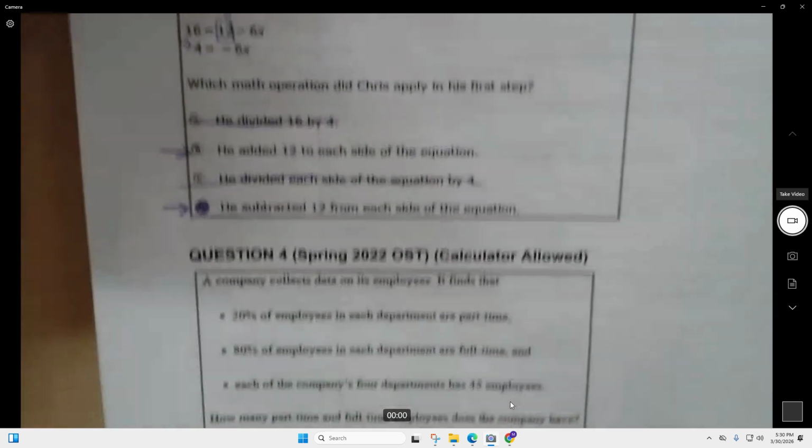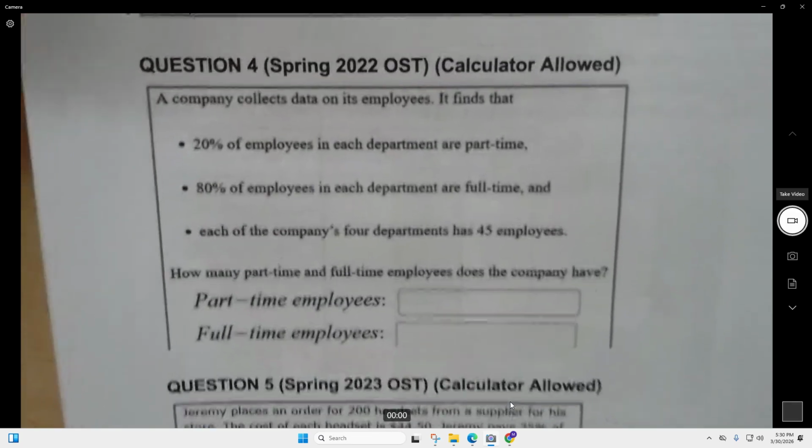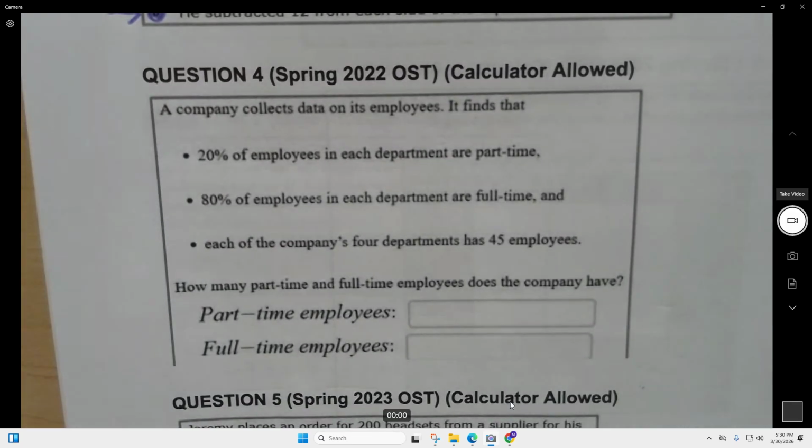All right, let's move to question 4 from the Spring 2022 OST. Calculator allowed. A company collects data on its employees. It finds that 20% of employees in each department are part-time and 80% are full-time. And each of the company's 4 departments has 45 employees. How many part-time and full-time employees does the company have?